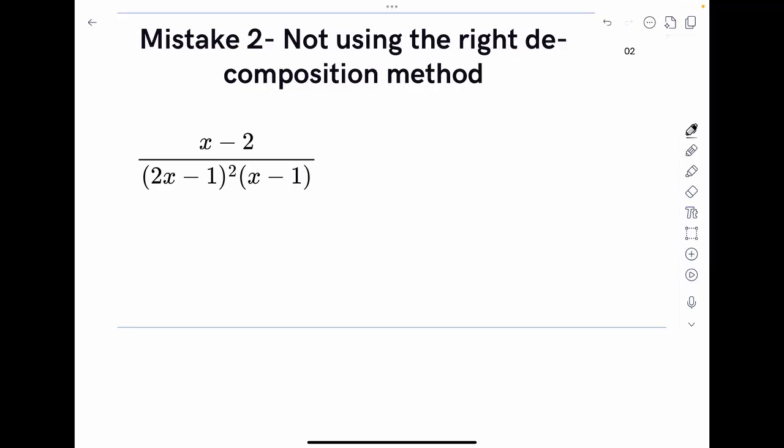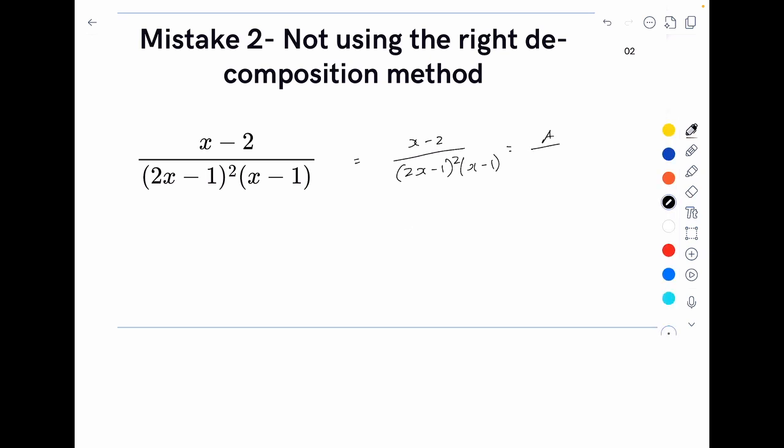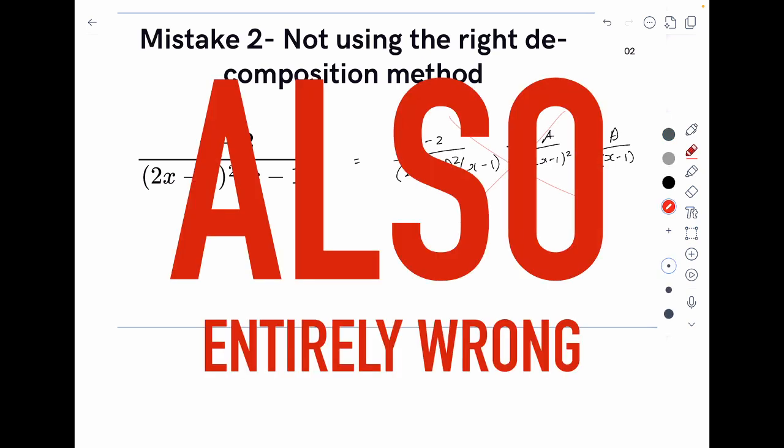On the other hand, over here we've got the mistake of not using the right decomposition method. So again, over here we might say, well, x minus 2, so that's going to equal A over 2x minus 1 squared plus B over x minus 1, sorry, over x minus 1. The problem with this is also entirely wrong. So then, what's the solution here?